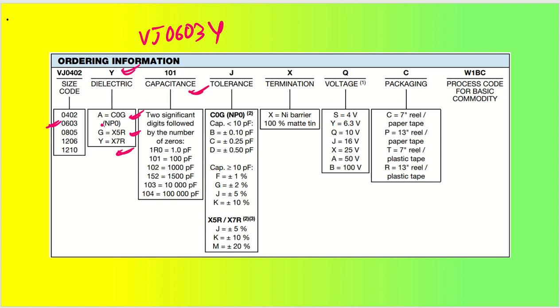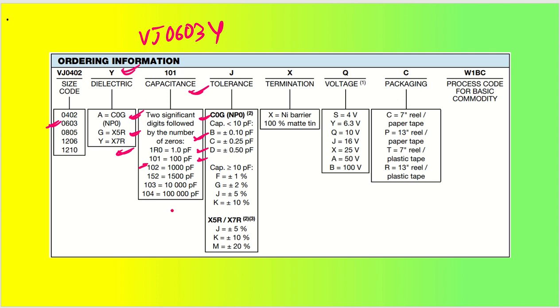Then we have capacitance values, with two significant digits followed by the number of zeros. So 1R0 means 1 picofarad, 101 means 10 followed by 1 zero, which is 100 picofarad. Let's say 102: 10 followed by 2 zeros, so 1000 picofarad. All these values are taken in picofarad.